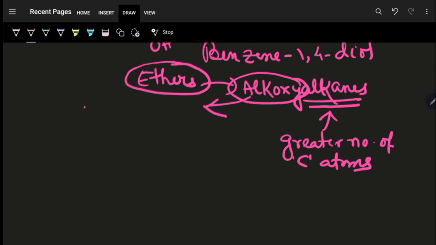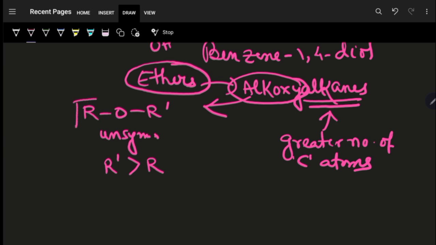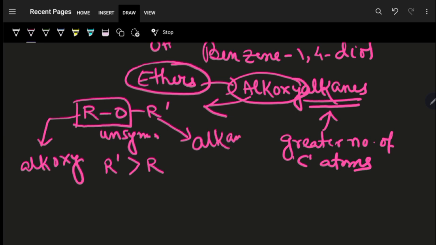Suppose I say ROR', which is of course an unsymmetrical ether, and R' contains more carbon atoms than R. Then R will be my alkoxy part because it contains fewer carbon atoms, and R' will be the alkane part. Likewise we have to name them.